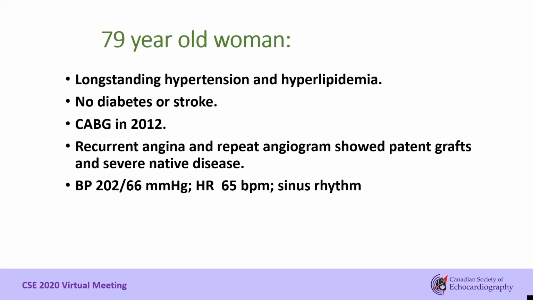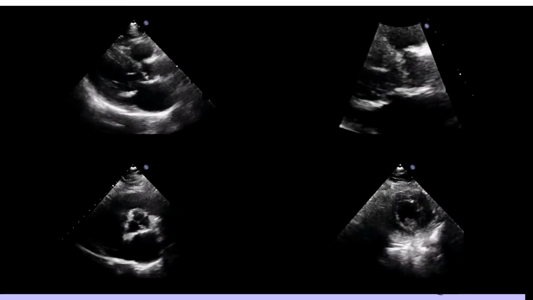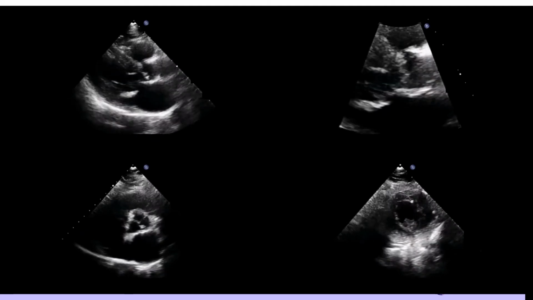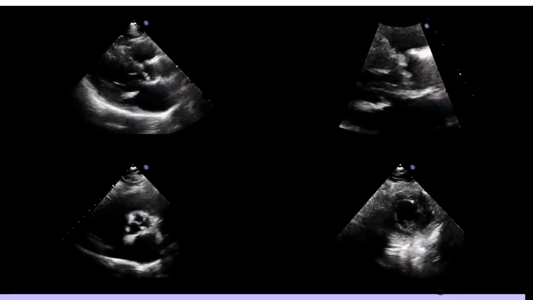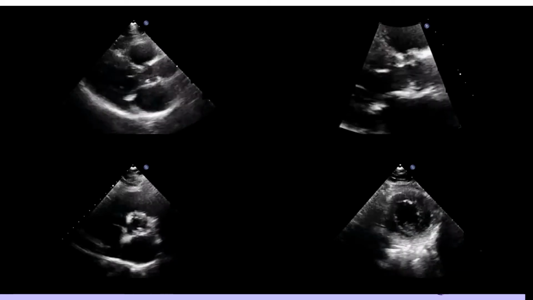Her blood pressure during the echo study was shown here. She was clearly hypertensive with a blood pressure of 202/66 during the echo study. The parasternal images showed normal left ventricular size and function. No apparent regional wall motion abnormalities were identified.